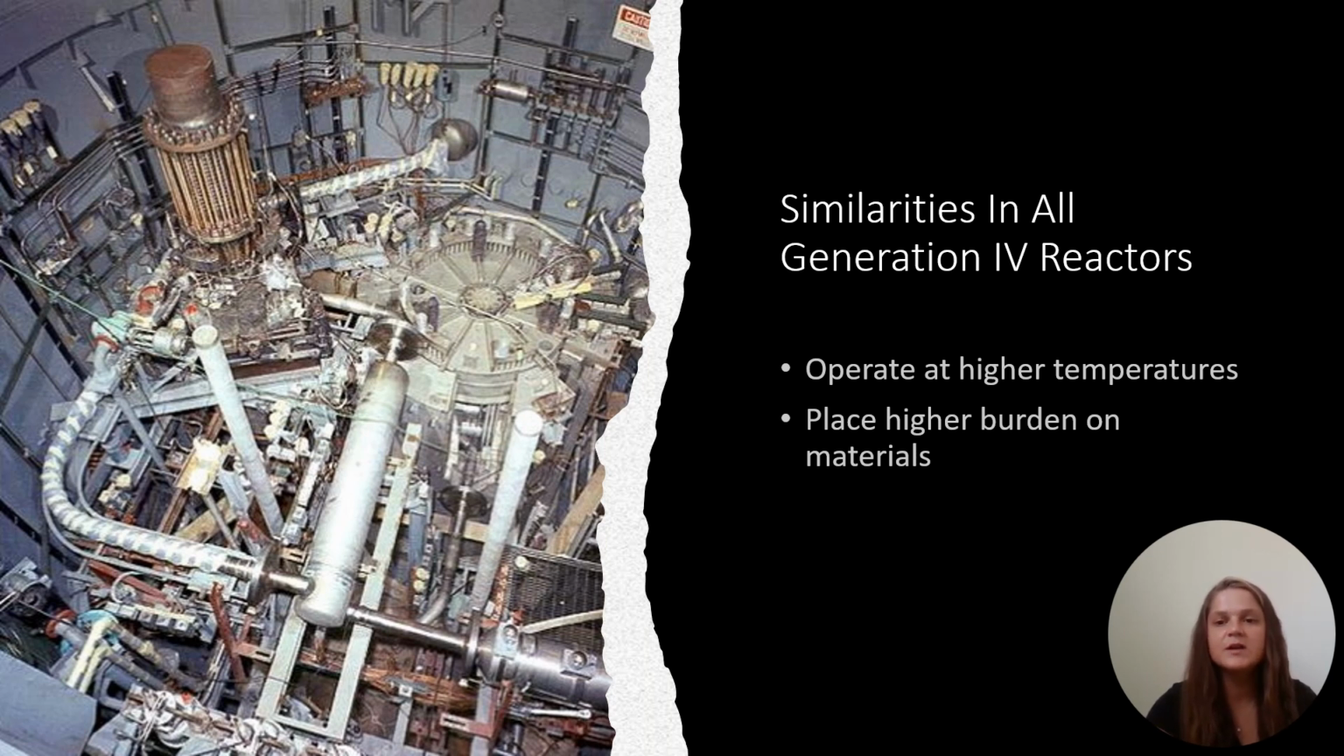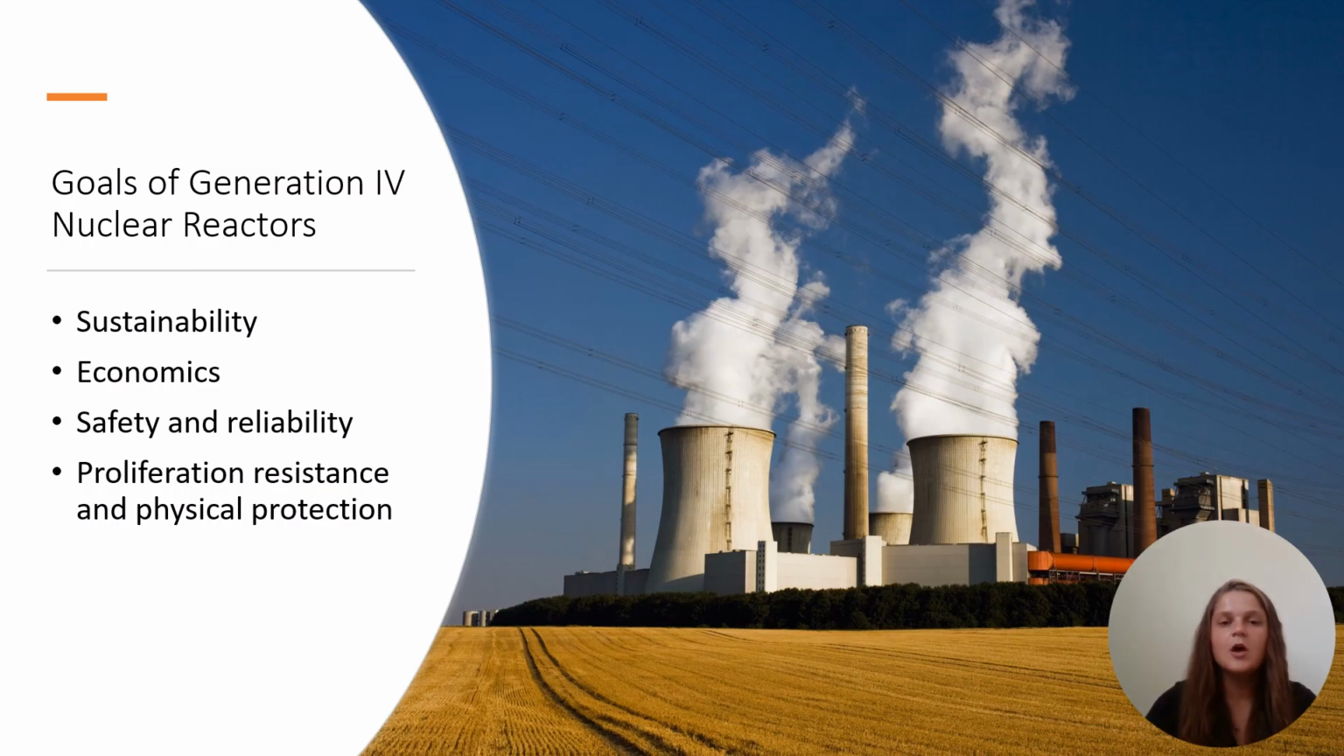They also place much more of a burden on reaction materials than traditional systems do today. So this means that the construction material of the reactor components is a critical part of the designing process in both how they operate and what they're made of. Overall, there are four main goals of Gen 4 nuclear reactors, and we're going to start with sustainability.